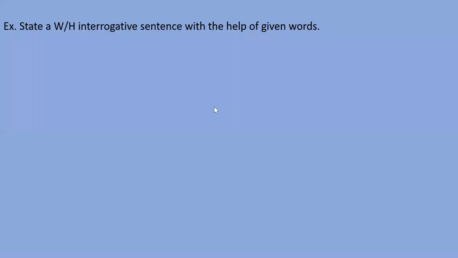State a WH interrogative sentence with the help of given words. So you have to say one sentence with each of the given WH words. First is the WH word where, and you have to use the subject the children and the verb play. So you have to say one sentence with the help of these words. Who can give the answer? Please raise your hand.